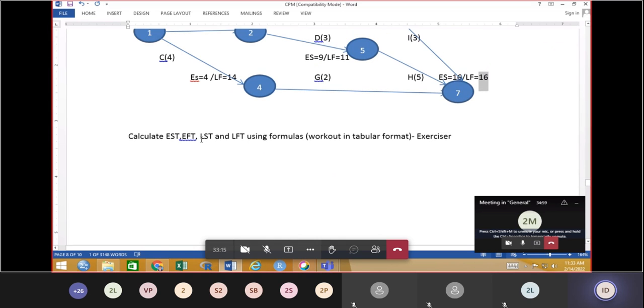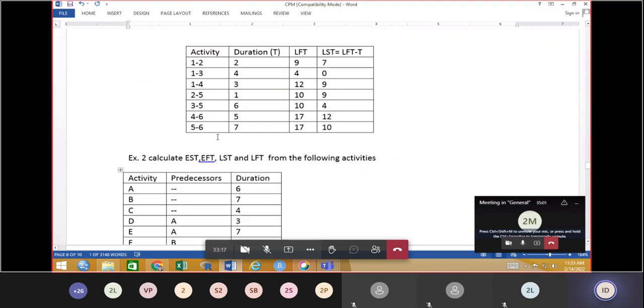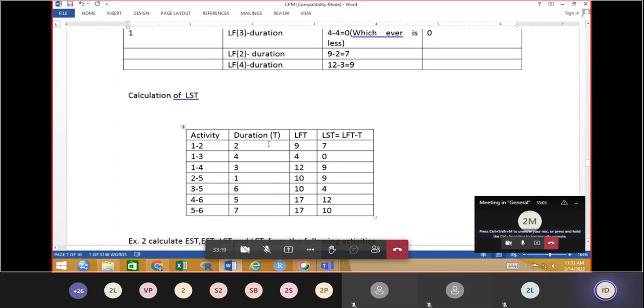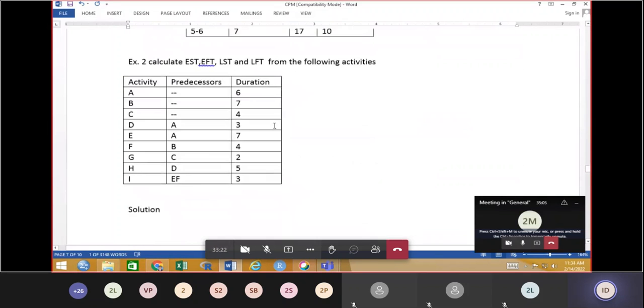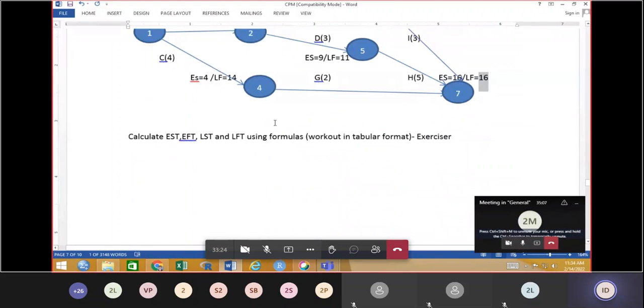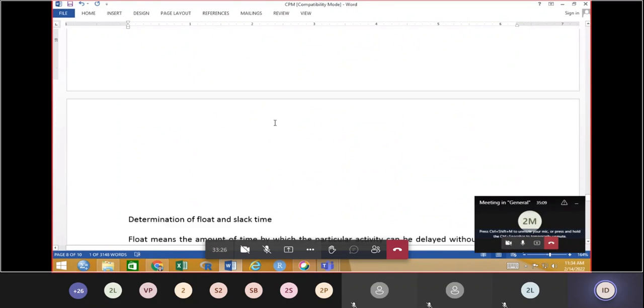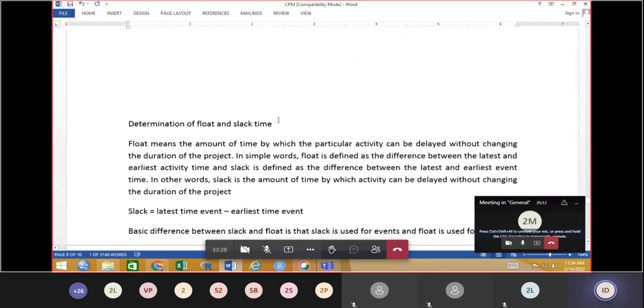Same calculations we can present in the tabular format, right? So whatever I have calculated here, the same table you generate. With the help of the table, you should calculate on your own so that you understand and clear more things. Now the next calculation is determination of float and slack time. The concept we will discuss here.